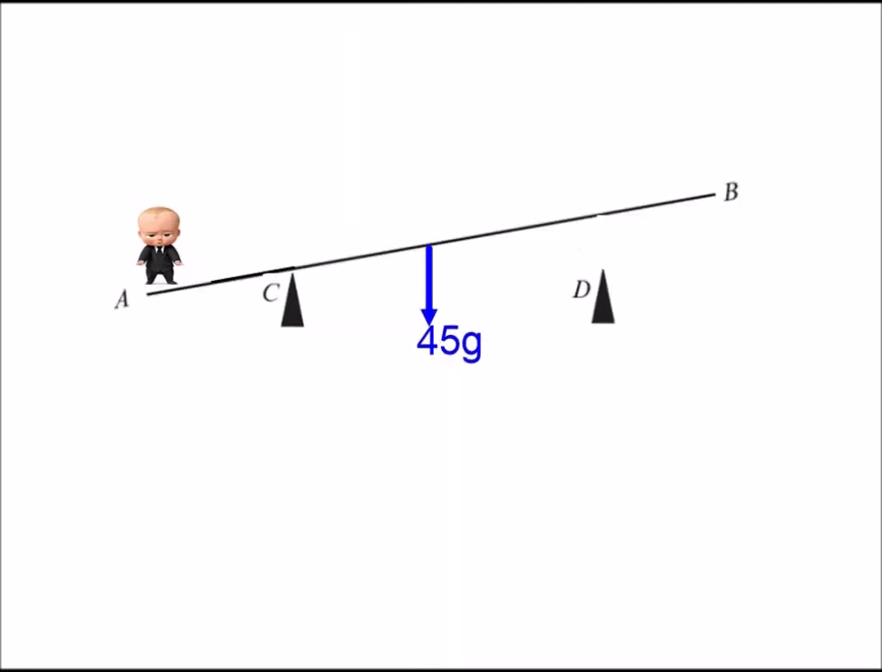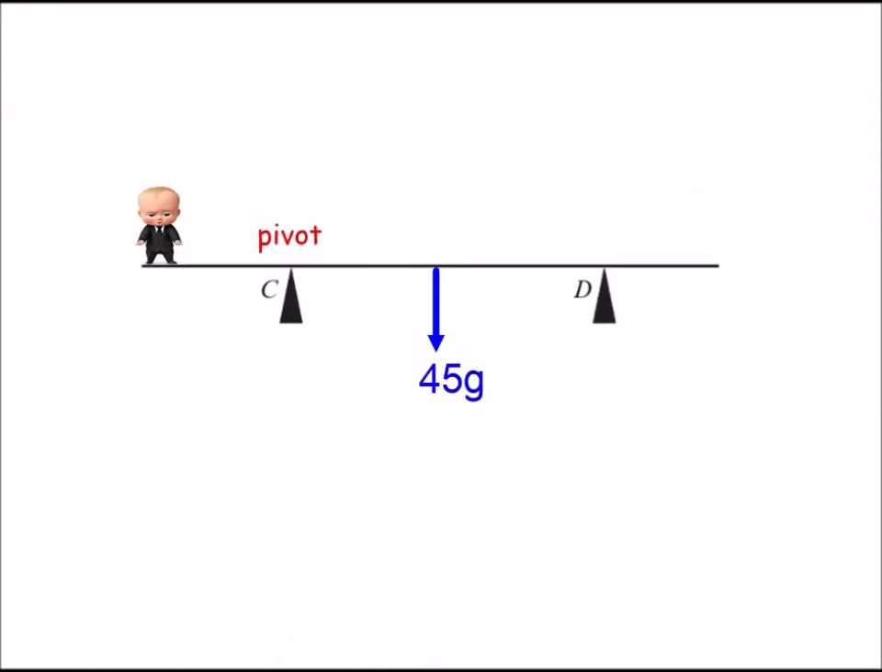If the beam was to tilt, the pivot point would be at C. And when the beam is about to tilt, the reaction force at D will be 0. At this point, support D is actually doing nothing, so if it was removed, the beam would be perfectly balanced.